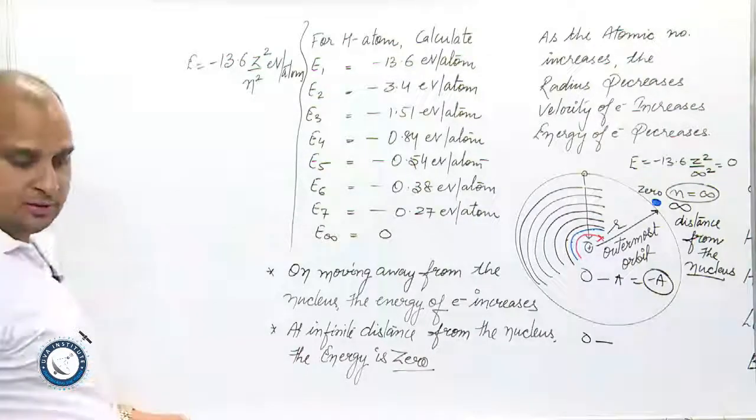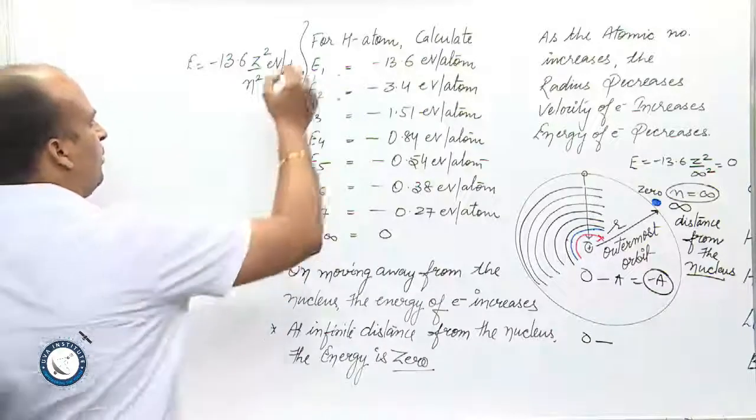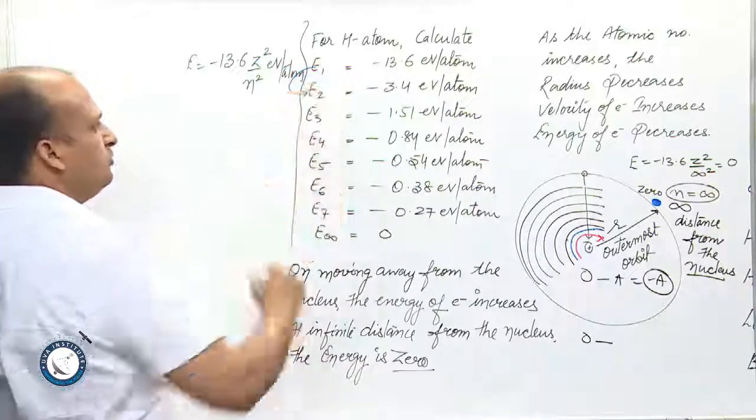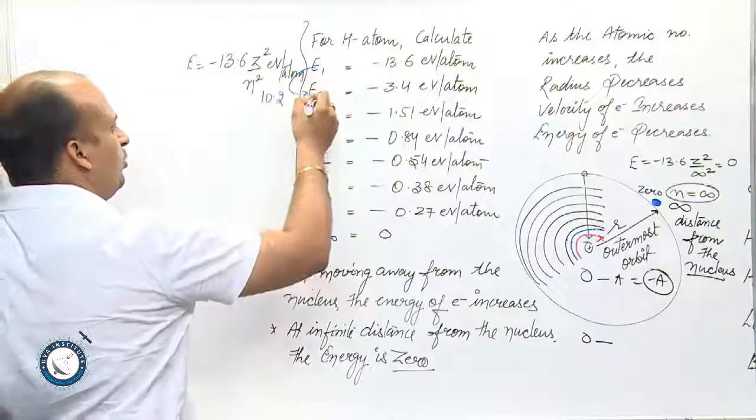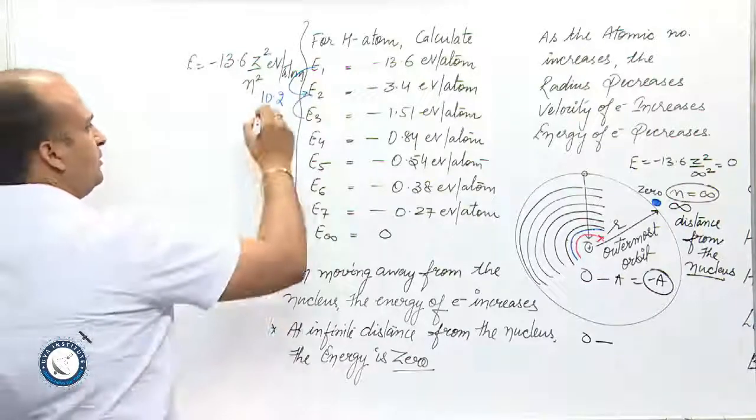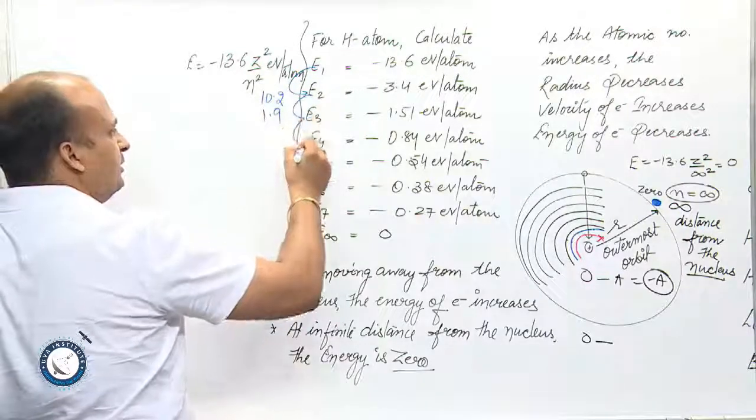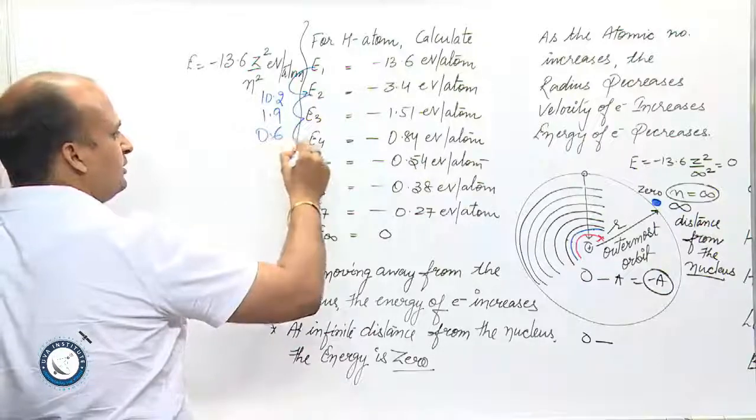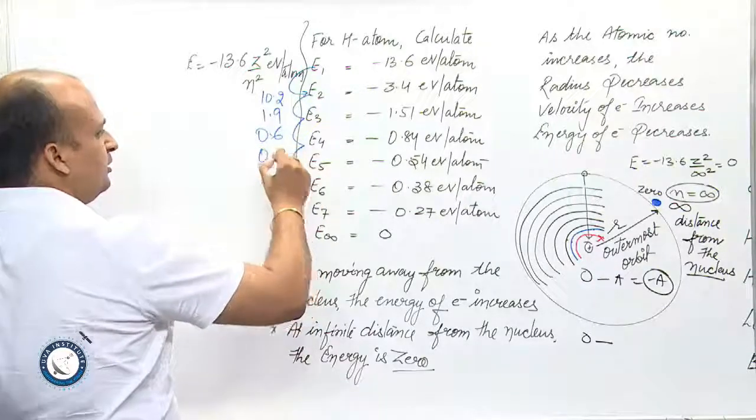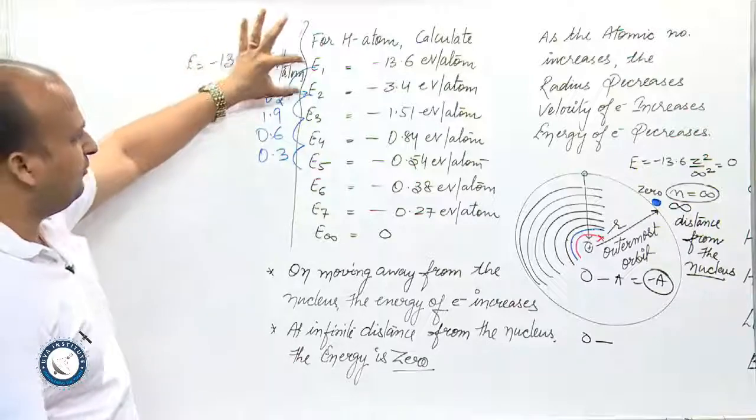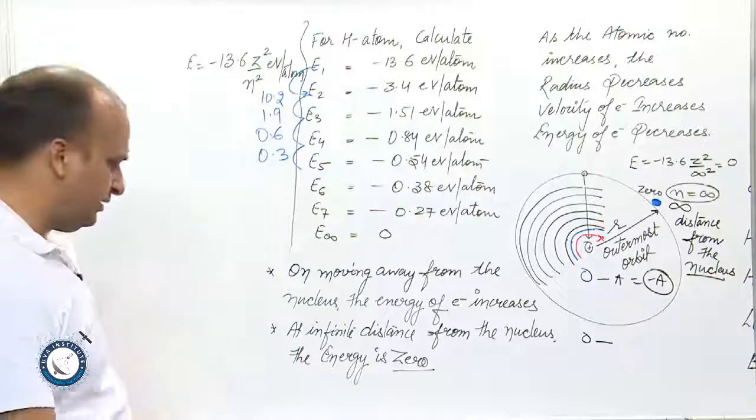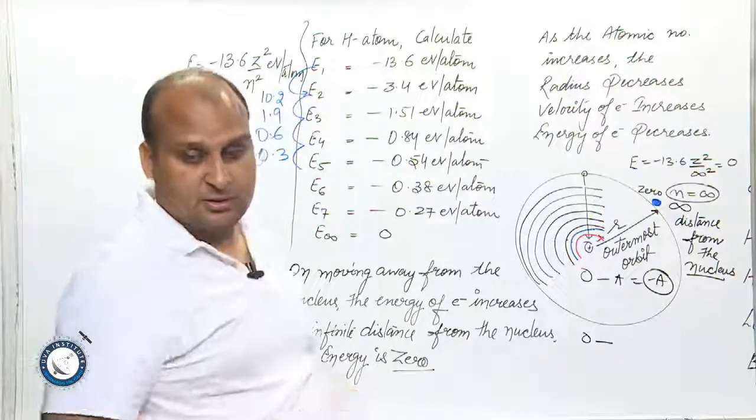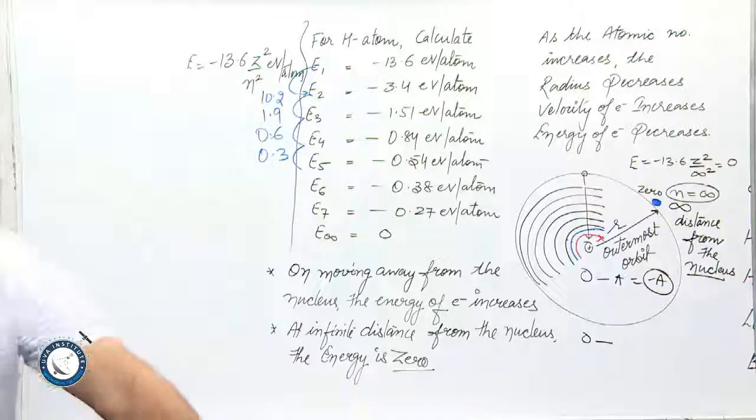Second point. Now look over here. What is the difference between E1 and E2? You will say, sir, the difference is 10.2. What is the difference between E2 and E3? Somewhere around 1.9. E3 and E4, 0.6. E4 and E5, 0.3. So if you see, the difference in the successive energy levels is decreasing. So this is also being asked in the exams. What is the statement?